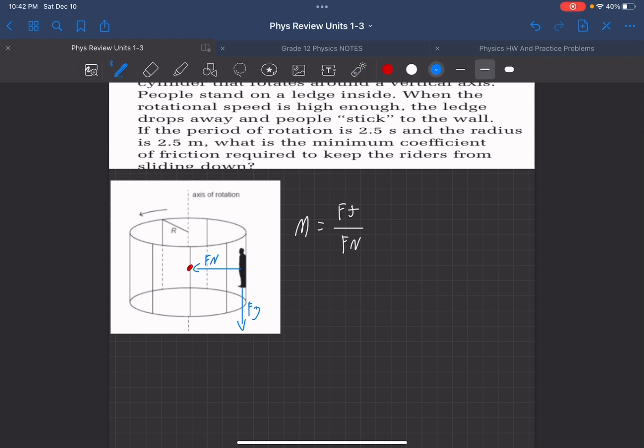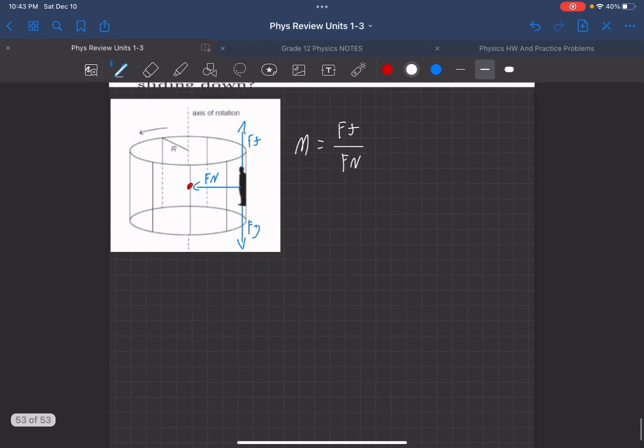So that force is the frictional force. Same in magnitude, opposite in direction. This frictional force is keeping the guy from sliding down. It is in the opposite direction of motion, right? The motion is this way because gravity is pulling you down. So the friction is opposing this motion, thus keeping the guy stuck to the wall. So now we just solve for friction and Fn and plug it into this.